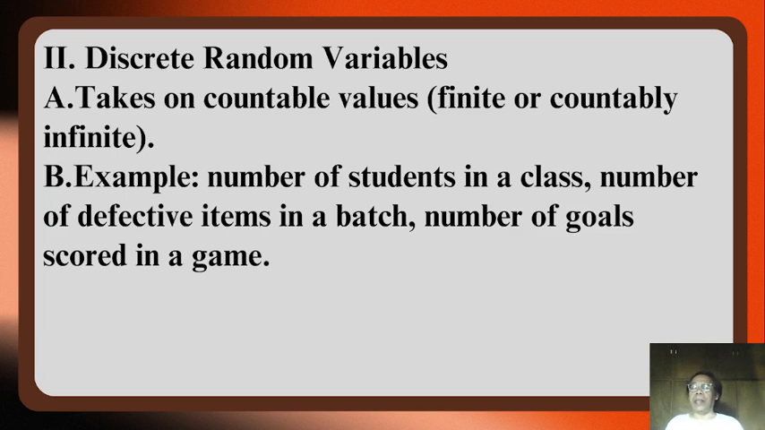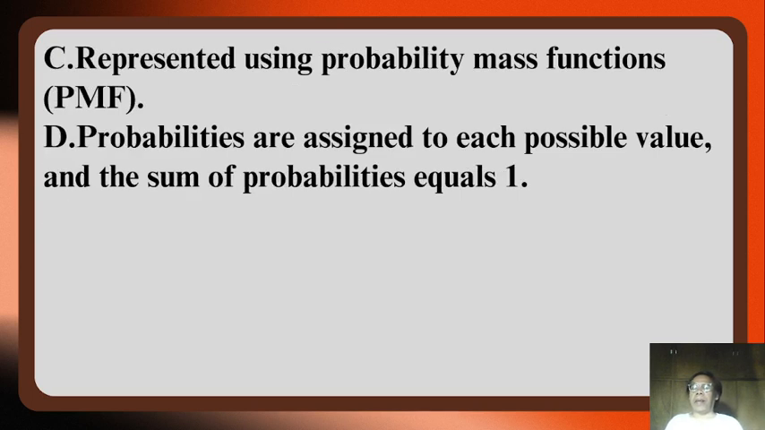Discrete random variables take on countable values, finite or countably infinite. For example, the number of students in a class, the number of defective items in a batch, the number of goals scored in a game. Represented using a probability mass function. Probabilities are assigned to each possible value and the sum of probabilities equals 1.